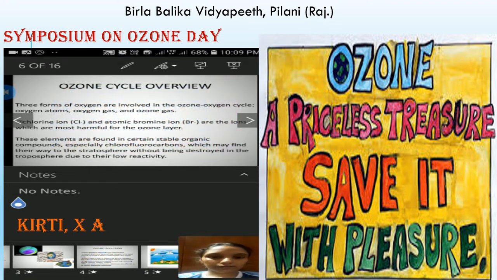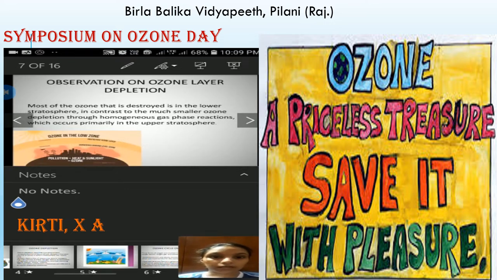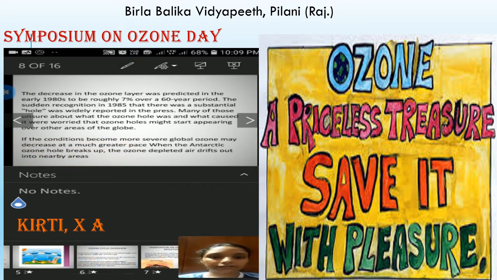Now, ozone cycle overview. Ozone is mainly made from three forms of oxygen, and this is a highly poisonous gas. Chlorine ions and bromine ions are harmful gases for the ozone layer. Now, what are the observations that were made on the ozone layer? It was found that the ozone is destroyed in the lower stratosphere, and the first hole in the ozone was found in the 1980s, near the Antarctica region.